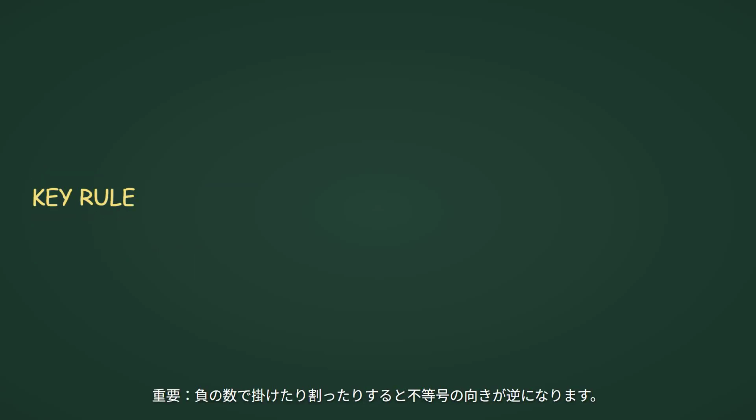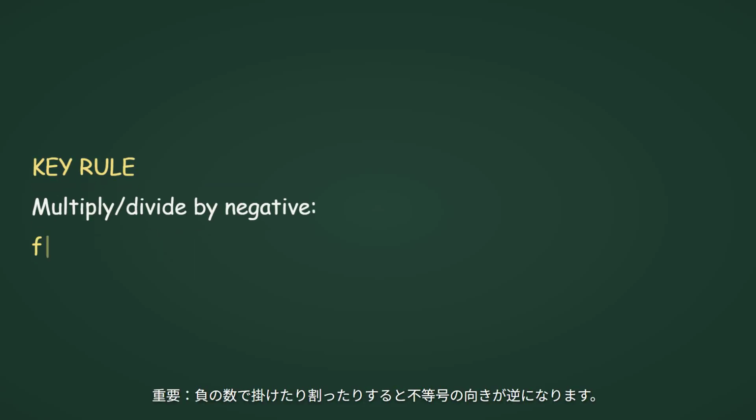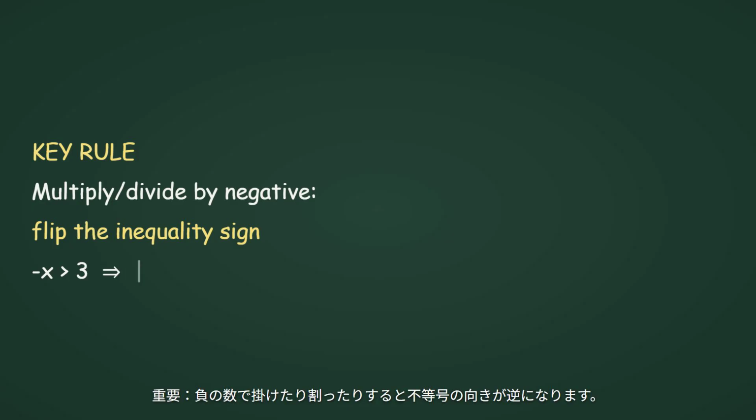To solve a linear inequality, we use the same steps as solving an equation with one crucial rule. When we multiply or divide both sides by a negative number, we must reverse the direction of the inequality sign. For example, if negative x is greater than 3, then x is less than negative 3.